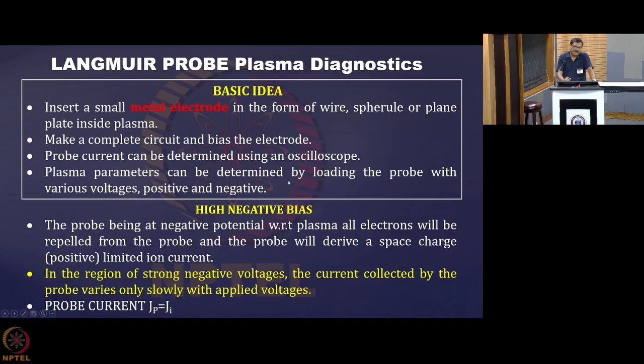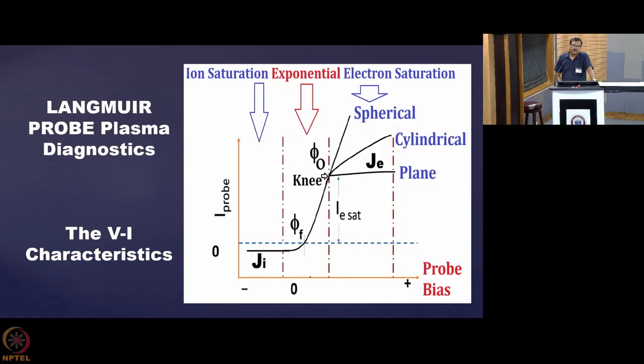Usually we give a ramp which runs from high negative to high positive value, and we get a characteristic of this type. When the probe bias is negative, only ions are getting collected, and this is the ion saturation current. Then as you increase the bias, you get this linear region, and when the probe bias is positive, they are able to collect most of the electrons, and this current saturates.